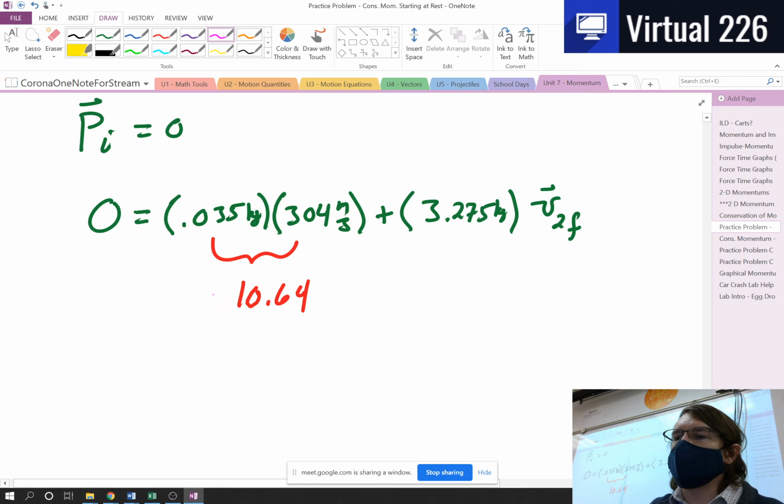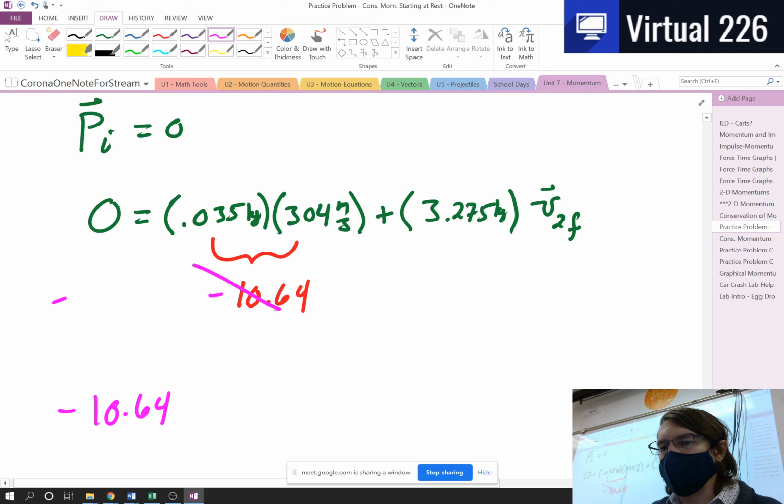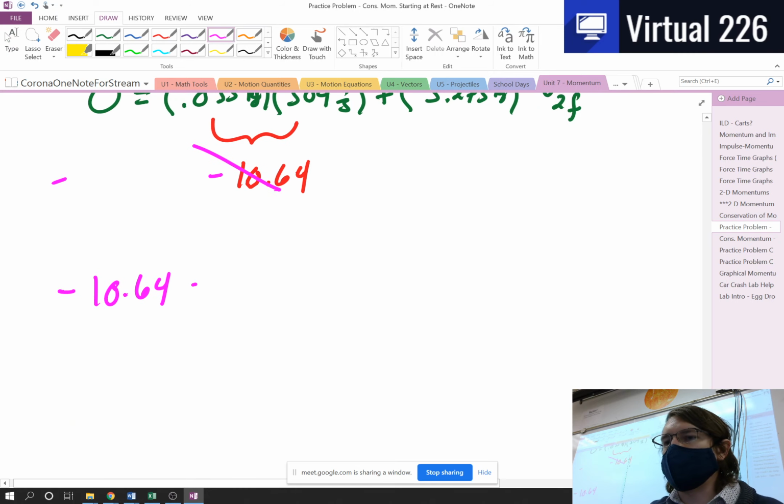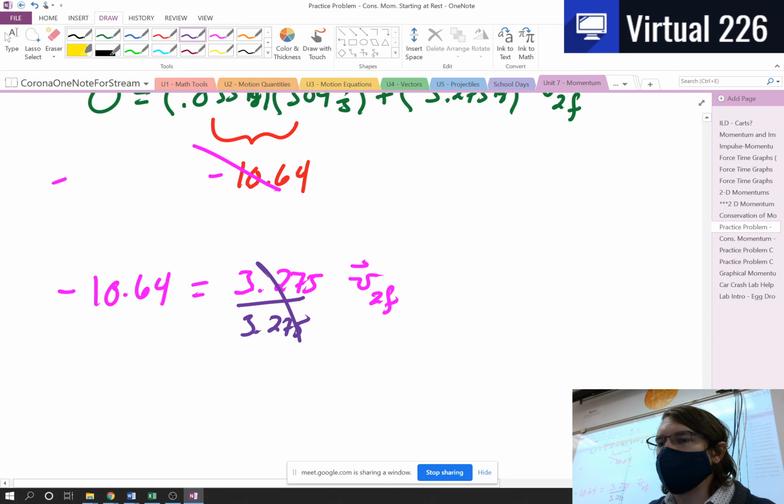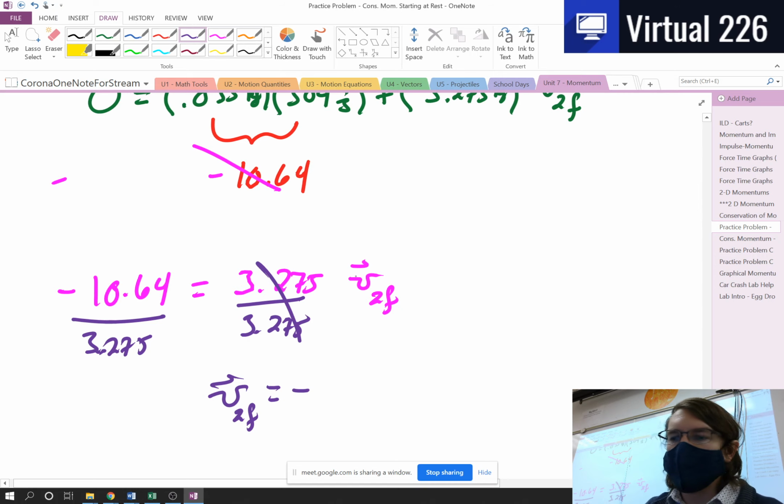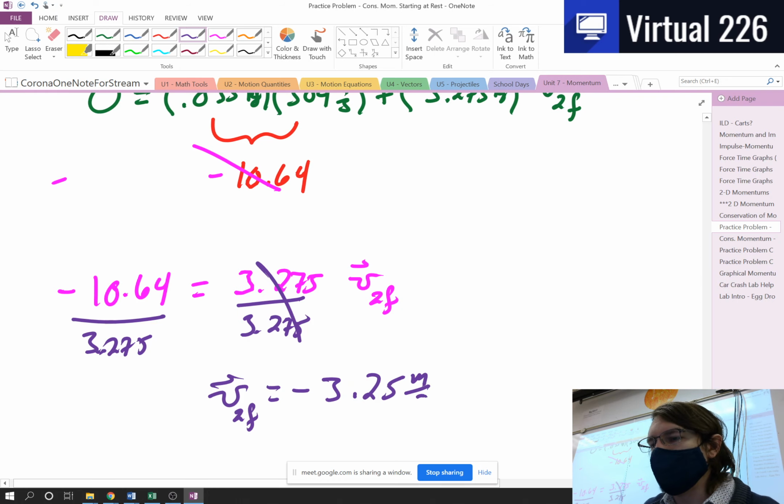Then we need to subtract that 10.64 from each side. So it goes away from here, and we get negative 10.64. That's going to equal the 3.275 kilograms times the second velocity. And then if we just divide now by the mass of the rifle, 3.275, we find the velocity of the rifle to be a value. It's negative because it's just recoiling in the opposite direction of positive. And we find a value of approximately 3.24, 3.25 meters per second.